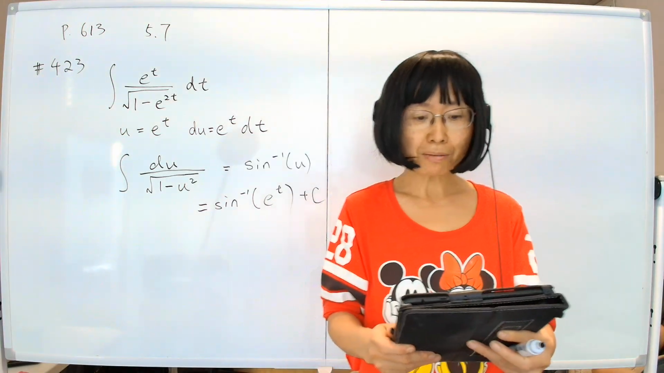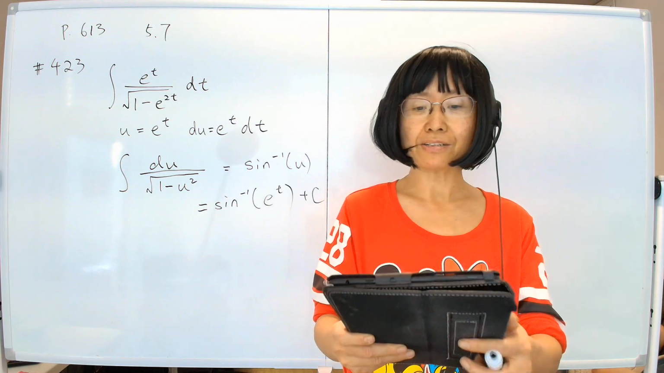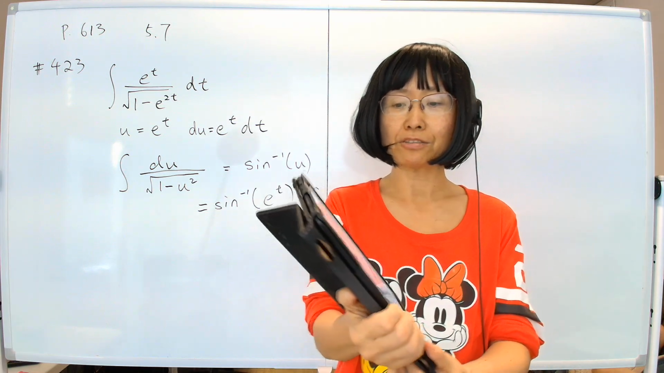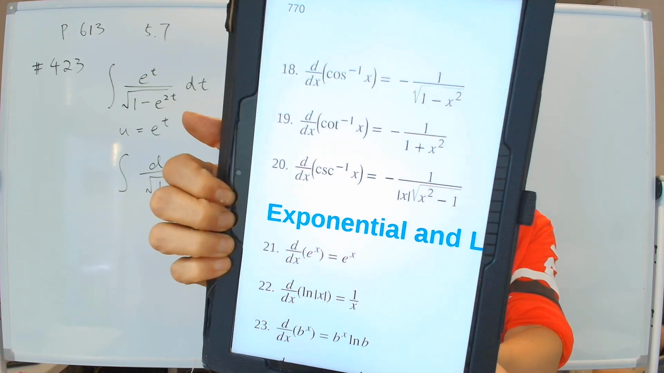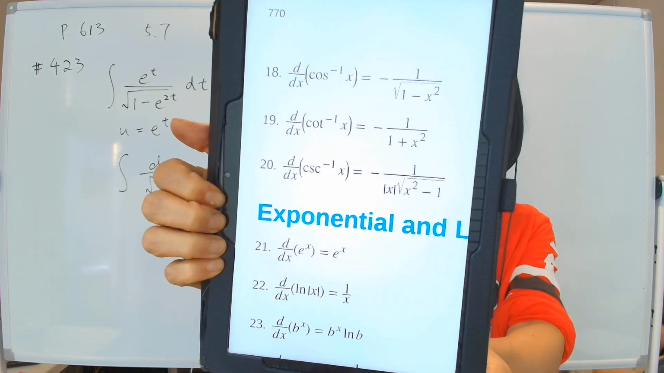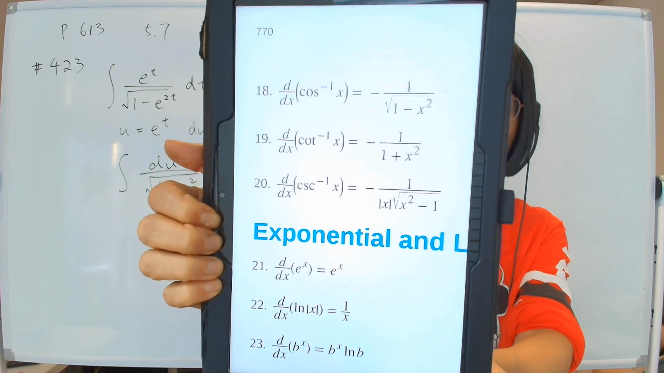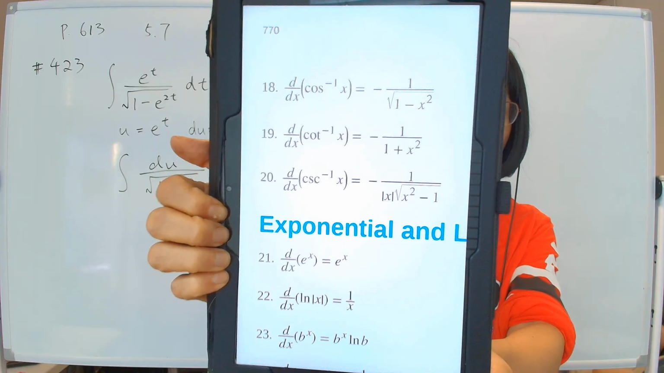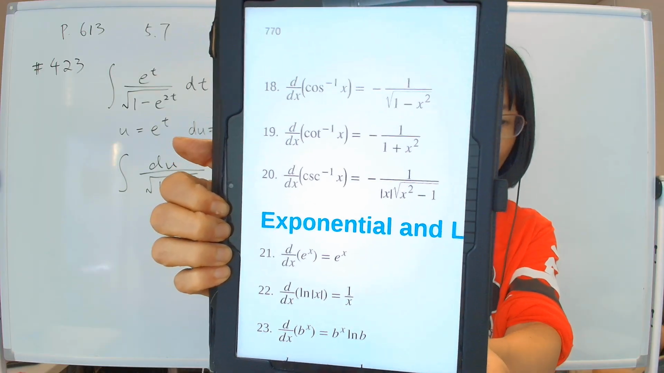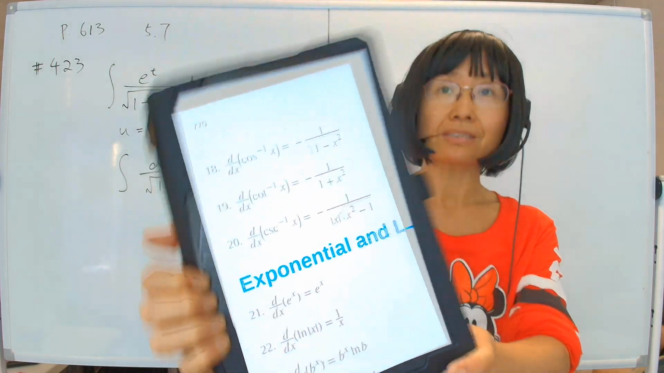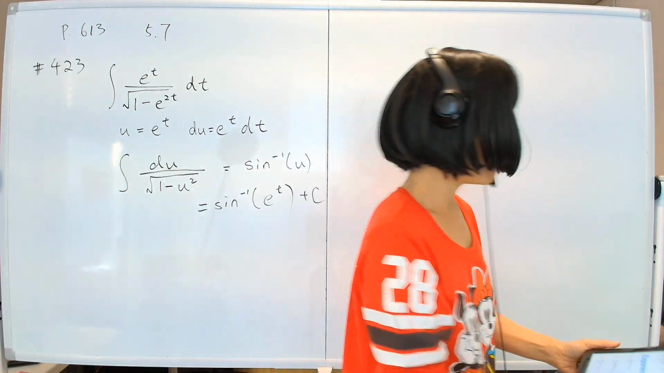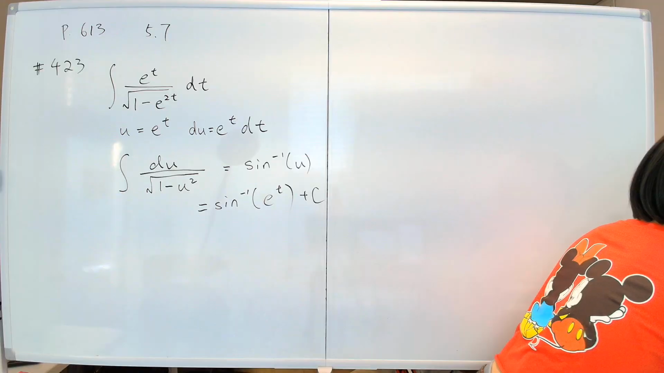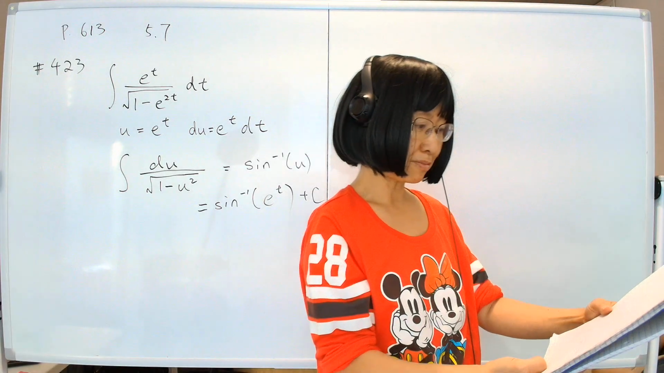Now the next problem looks quite complicated until you realize that what I just showed you, I'll show it to you again. Look at rule number 18, where the derivative of cosine inverse is equal to negative 1 over the square root of 1 minus x squared. So once you let u equal the cosine inverse of x, everything will fall out. And with some adjustment of numbers, the constant multiplier, everything should come out right away.